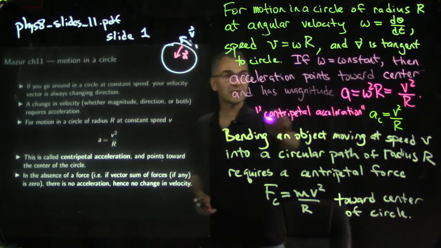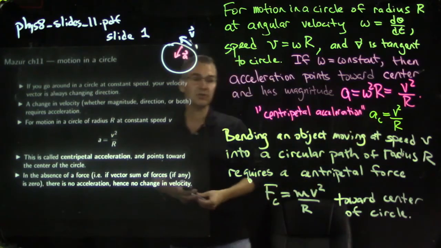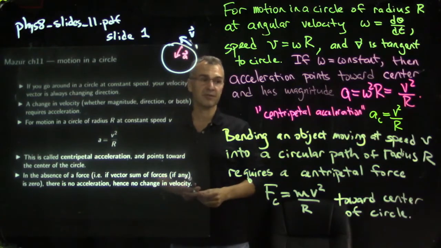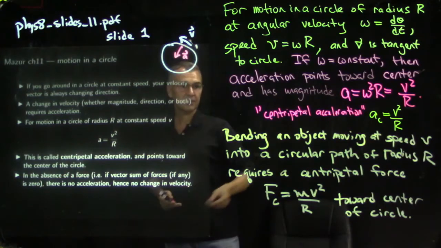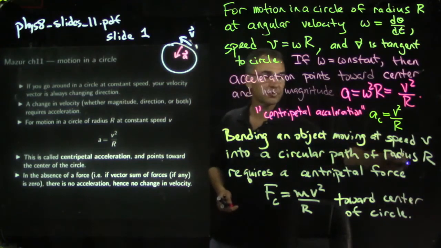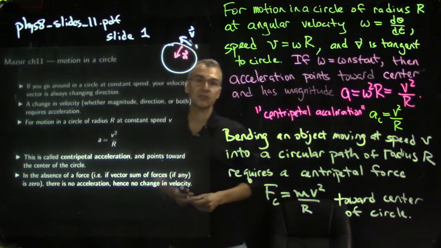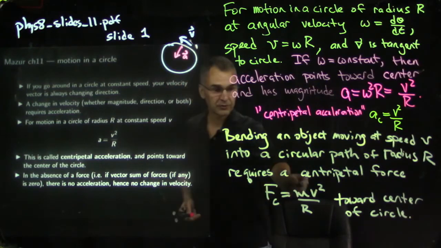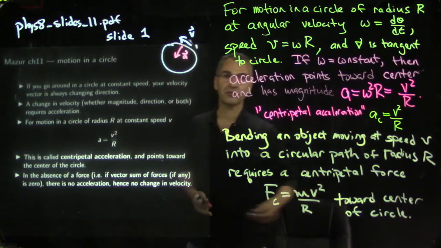So this is called the centripetal acceleration. The centripetal acceleration equals v squared over r, where r is the radius of curvature of the path that you're bending in. So in order to bend an object which is moving at speed v into a circular path of radius r requires a centripetal force. That means a force directed toward the center of the circle, whose magnitude is m v squared over r, and it points toward the center of the circle.